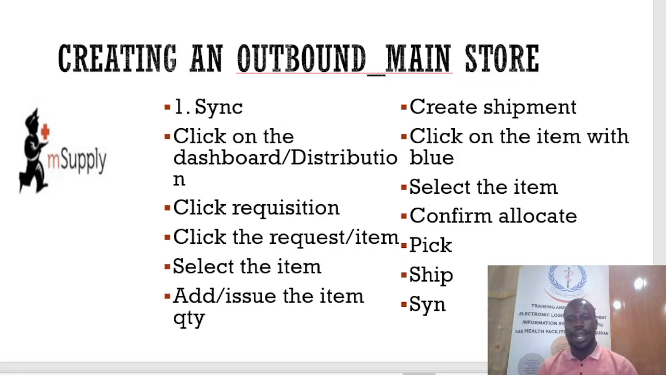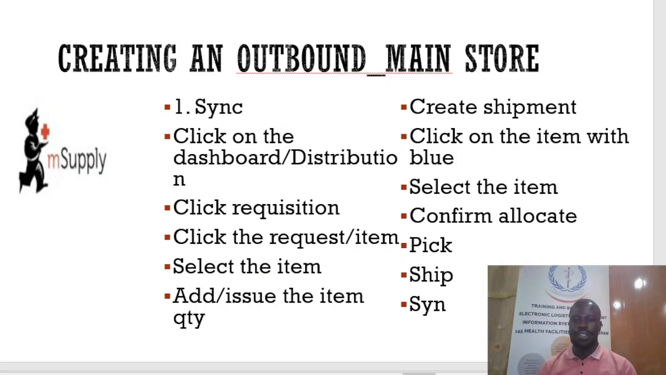So when you click on the dashboard or you click on distribution, there are 2 areas where you can see the requisitions that were made. You can get it under the dashboard or under the distribution. If you click on distribution, you'll see down there the outbound. But I want to encourage you to just click on the requisitions. After clicking on the requisition, you will be positioned to select the requisition that was made.